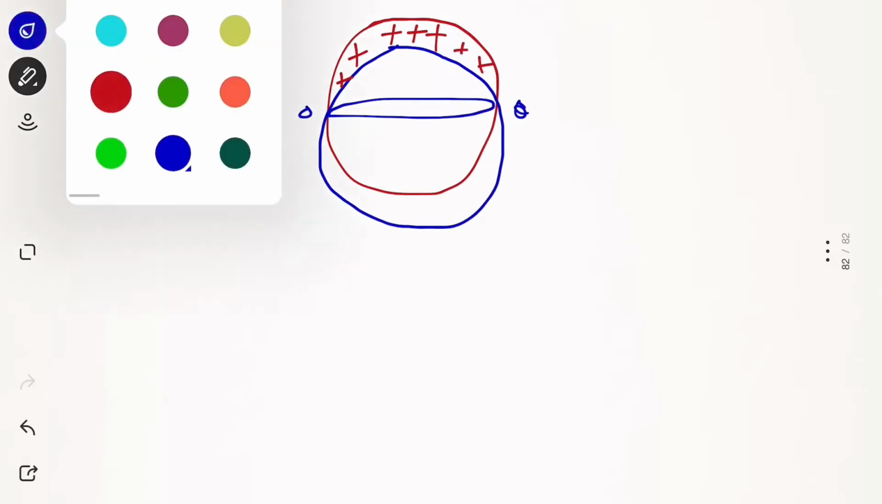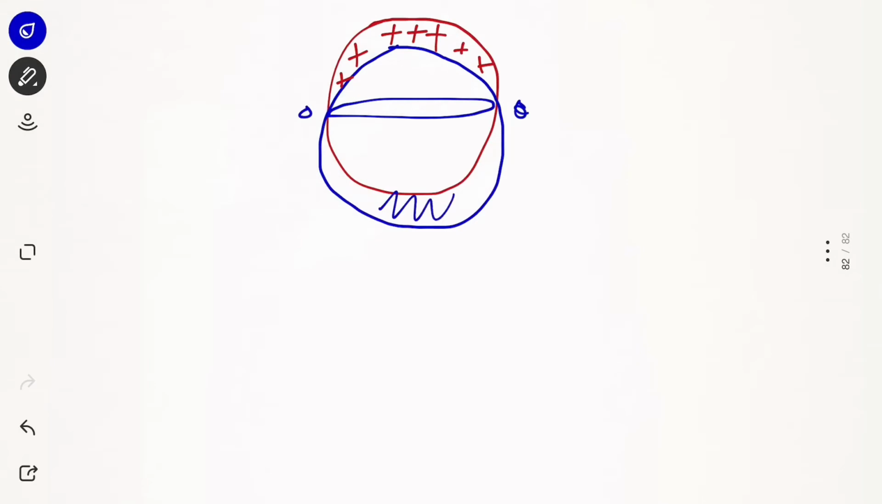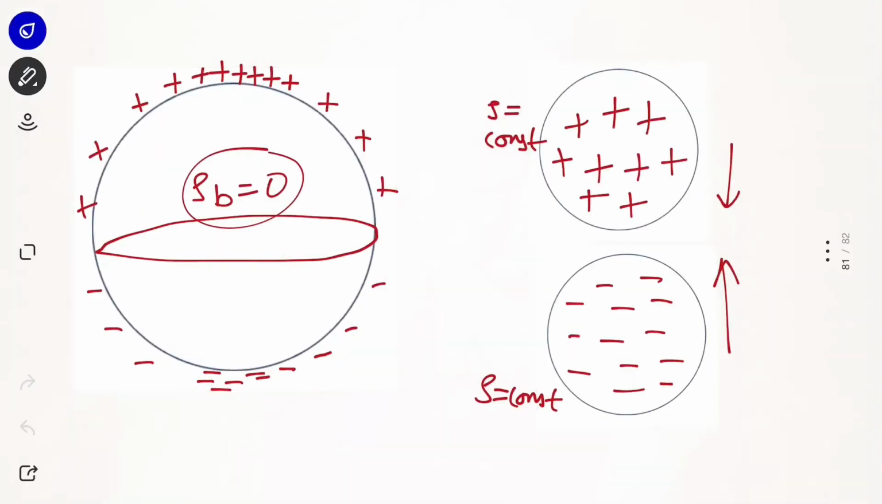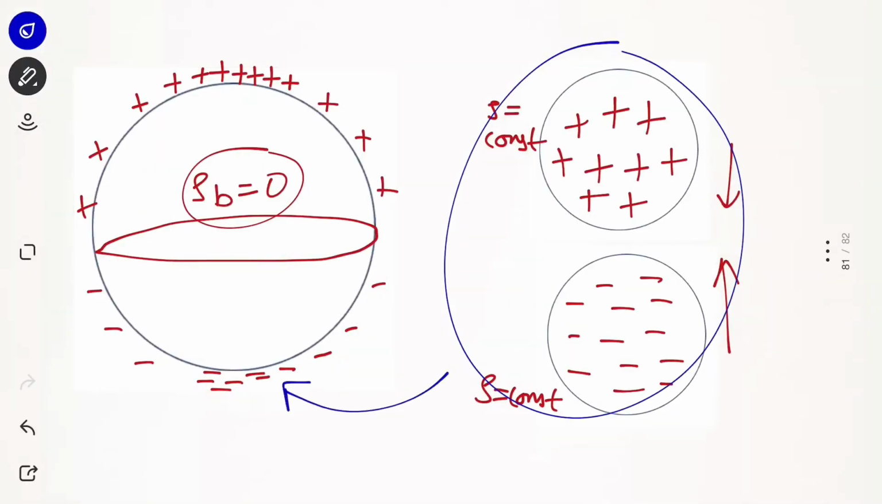Similarly, on the lower hemisphere, we can say the thickness here is more. So I can say that these negative charges will be more here, and as we go up, the density will decrease because the thickness is decreasing. So see, we have just converted our analogy to the real case that we had.